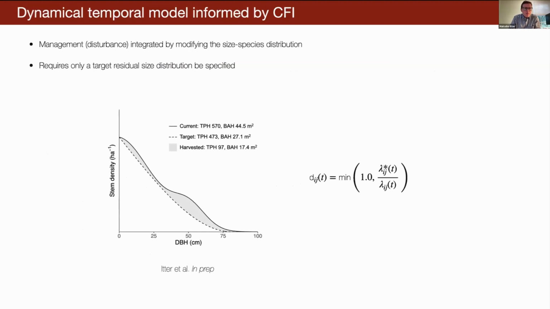Okay, so that disturbance matrix, as I mentioned earlier, effectively is how we're going to integrate management into the model. And so we can do this if we're modeling the latent stem density for different size classes, different species. Essentially what we're getting is some realization of the size species distribution within a given forest. And so we can modify that. You can use that size species distribution to integrate complex management approaches, because in this case, all we need to be able to do is specify some target residual size distribution. And that's how we're going to then modify the forest and the subsequent dynamics that result from management intervention.